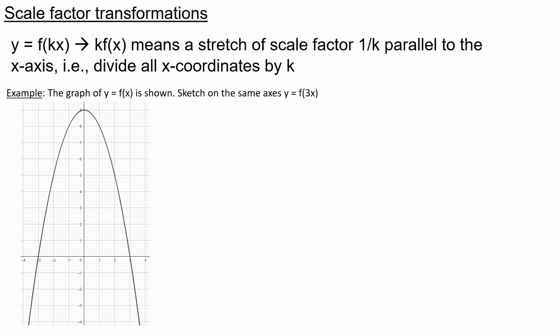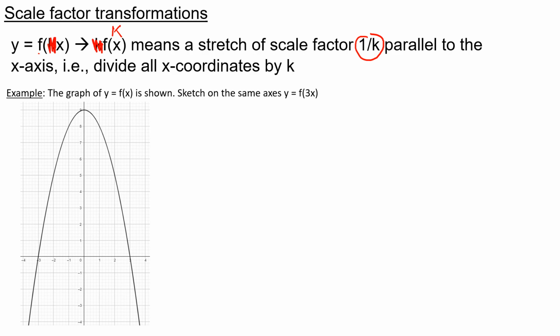As before, when we have a transformation inside the bracket, it doesn't behave as we expect. So here's the graph of y equals f of x. If I want to sketch the graph of y equals f of 3x, we actually divide all of the x coordinates by 3. More formally, if I'm going from f of x to f of kx, it's a stretch of scale factor 1 over k parallel to the x-axis. So we divide all the x coordinates by k.